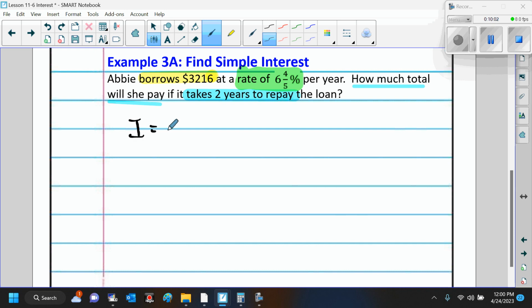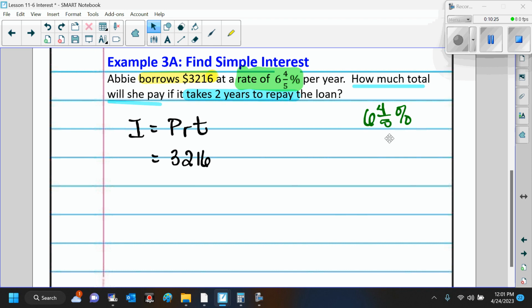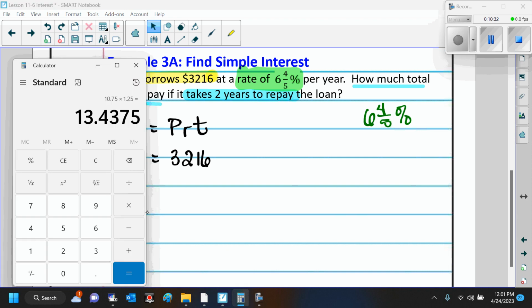Interest equals PRT. The principal is $3,216. Okay. The rate is 6.4%. So this is 6 4/5%. Can I change this so that it makes it easier for me to change the percent to a decimal? How do I change the 4/5 to a decimal? 4 divided by 5. Right, so we just divide 4 divided by 5, and that gives us 0.8.